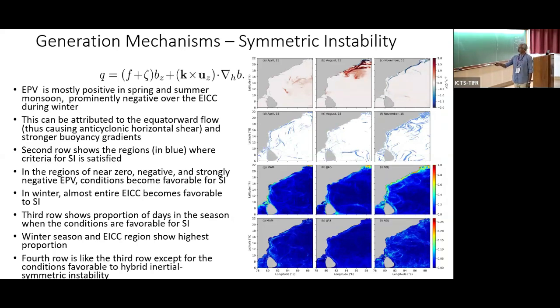Now, this third row shows the proportion of days in the season when the conditions are favorable for submesoscale instability. So within a 3-month season, how many days is it possible for the submesoscale to be generated? They are close to 0 during summer, very few during the spring, and very high during the northeast monsoon time. This is more or less like the third row, except that this is the condition for the inertial and hybrid instability.